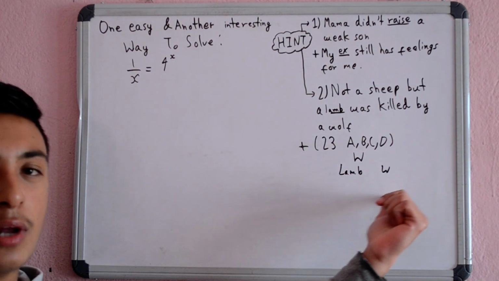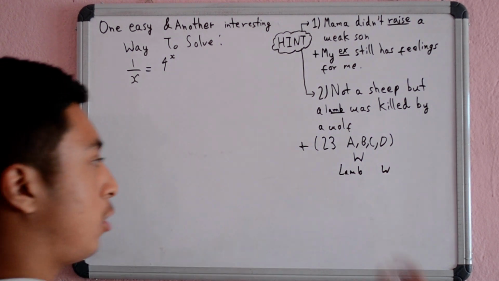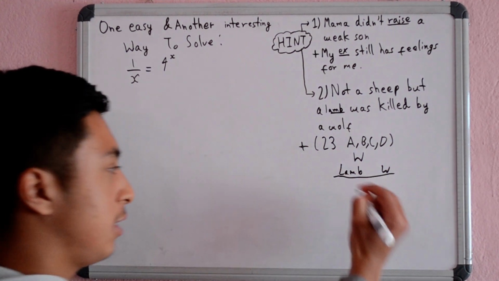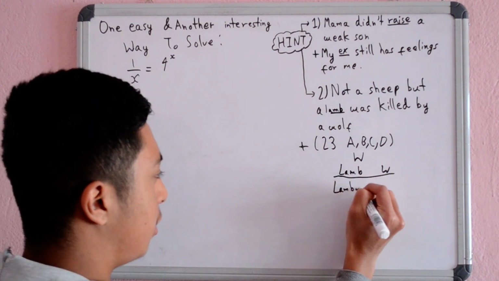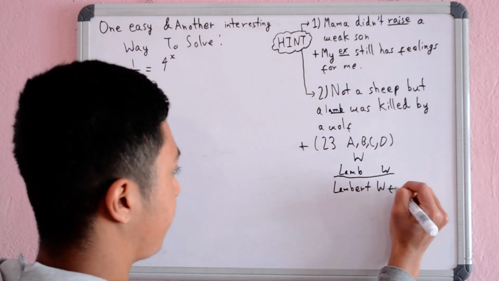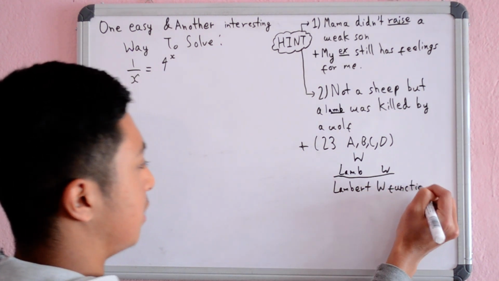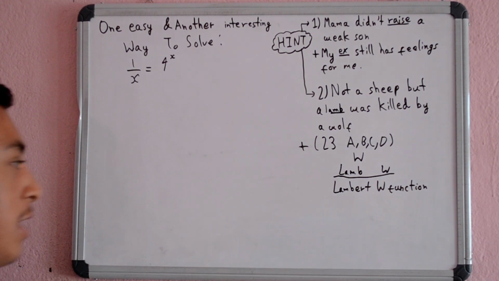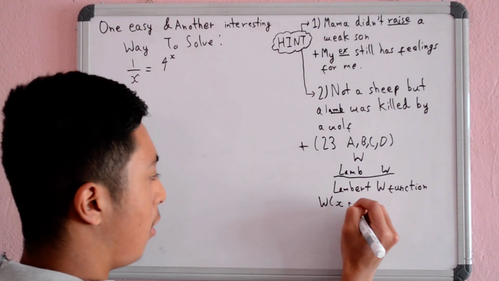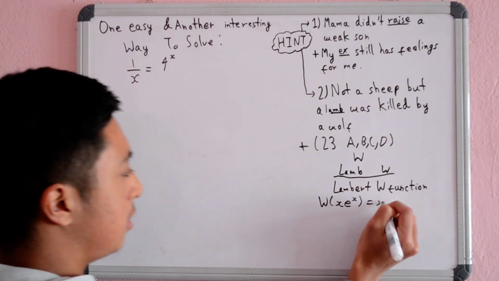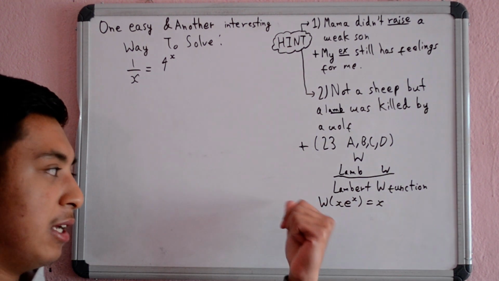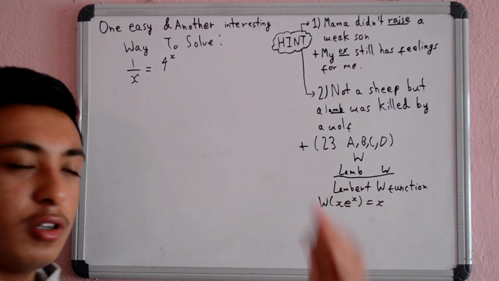Now, what does lamb W mean? I'm not talking about just random things. I'm talking about the Lambert W function, in which the Lambert W of x times e^x just gives x back. So basically W of x is a function.